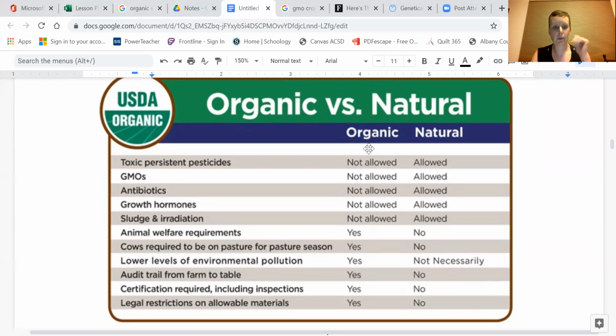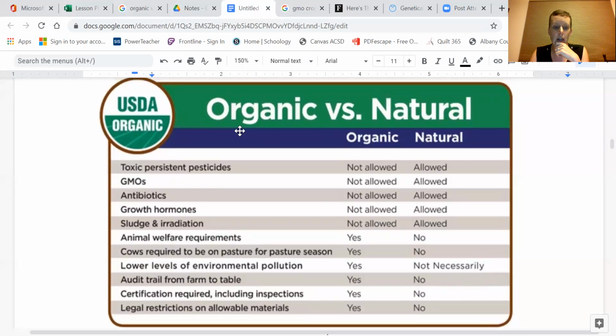Organic versus natural. Again, natural does not mean the same thing as organic, and a lot of people kind of mix those up sometimes. Okay, so toxic, persistent pesticides. Now, this is an interesting line. This chart was made by the USDA. We're going to talk about pesticides a little bit, but toxic, persistent pesticides, that's probably the key word. Not allowed in organic produce, allowed in natural produce.